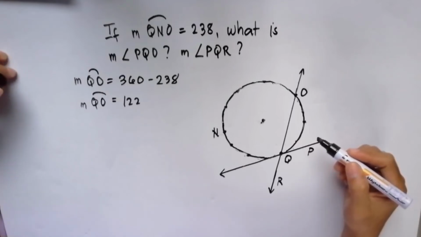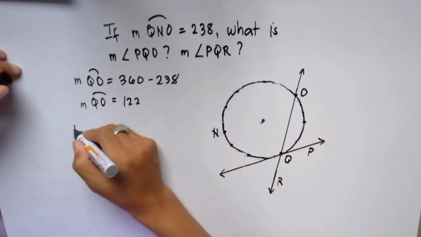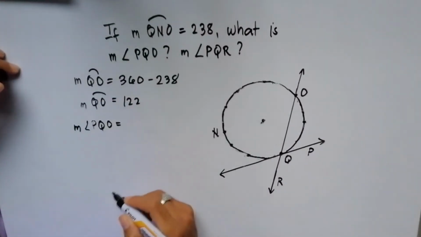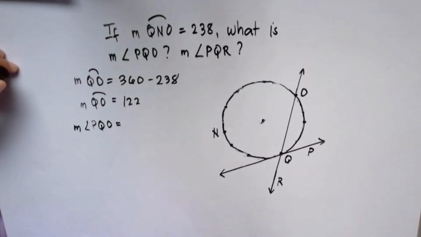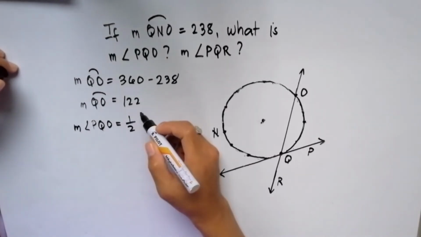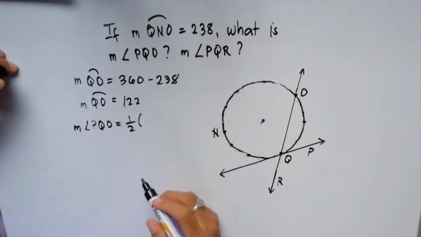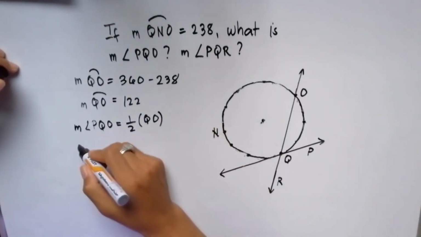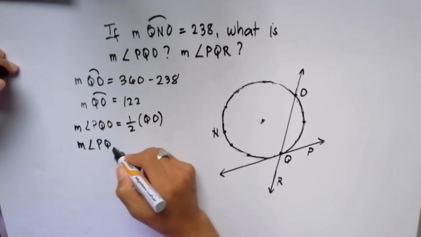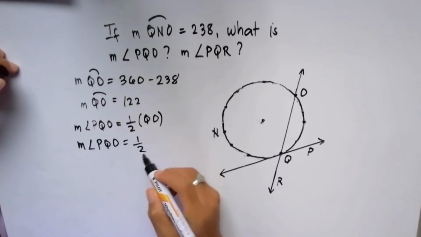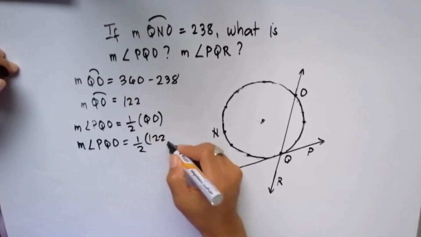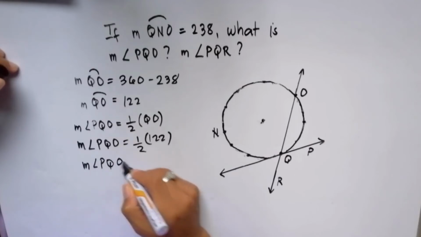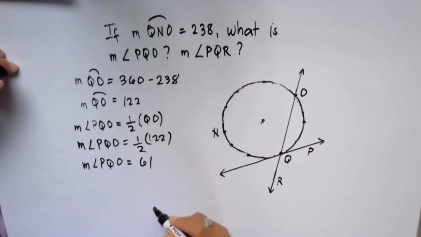Then next is find the measure of the angle PQO. PQO is equal to 1/2 times the measure of arc QO. So that is equal to 1/2 times 122. So the measure of angle PQO is equal to 61.